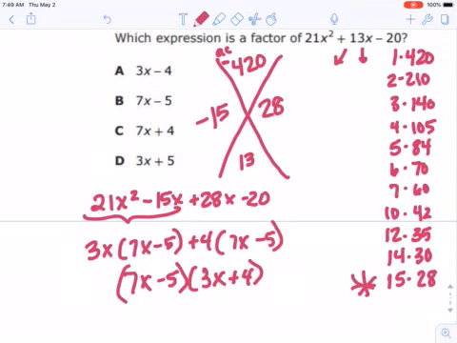And you'll notice these things are all really close to my answer choices. So you have to look closely. The answer here would be B.